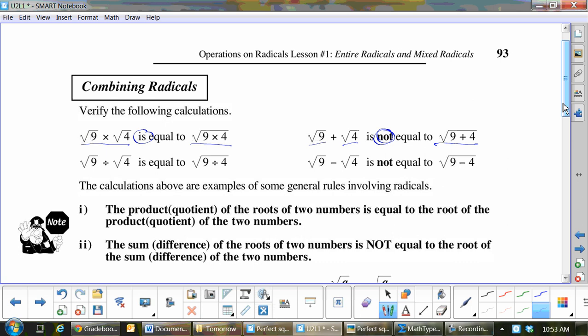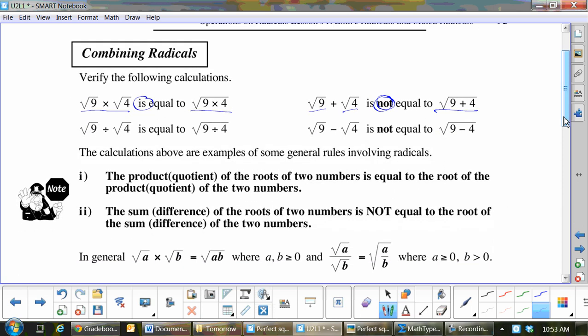Okay. How about this next one? The square root of 9 divided by the square root of 4 is equal to the square root of 9 divided by 4. That is true. But the square root of 9 minus the square root of 4 is not equal to the square root of 9 minus 4. Now those are some awesome rules to have written down, because you're going to mess that up.